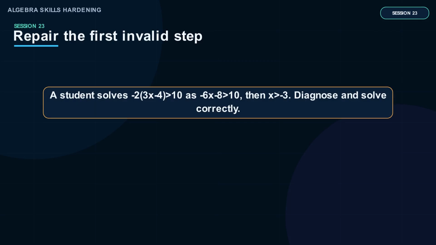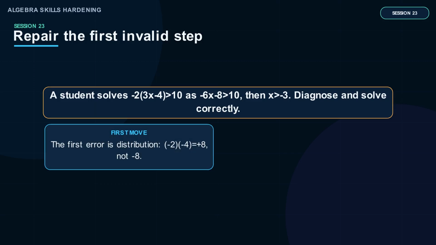Here is the challenge. A student solves -2(3x - 4) > 10 as 6x - 8 > 10, then x > -3. Diagnose and solve correctly. Restate the target and identify the most important part of the routine. The first move: the first error is distribution. -2 times -4 equals +8, not -8. This changes the form without changing the meaning.